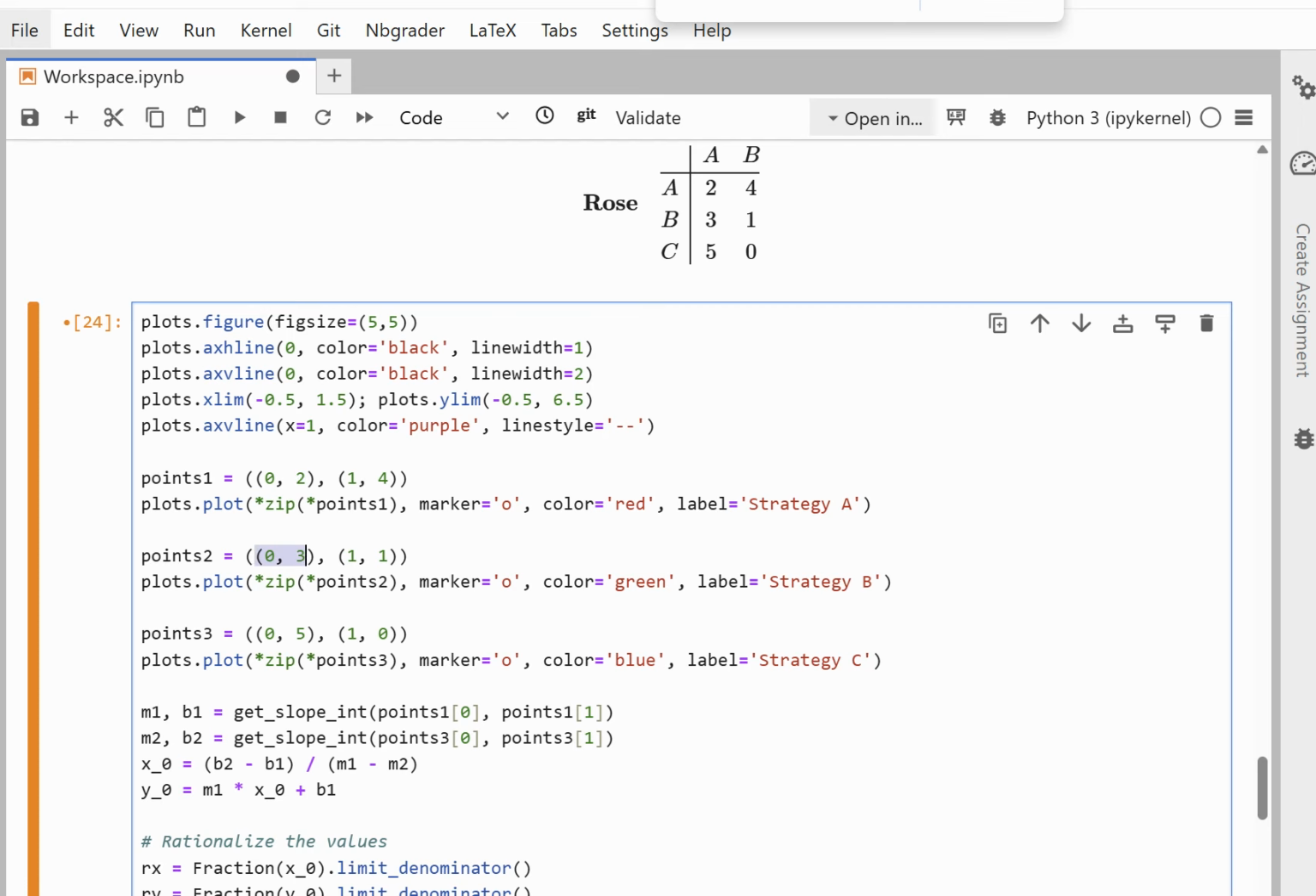The 2, the 3, and the 5 are going to be in column A, so we're going to put them as our y-intercepts, and where we're crossing the line x equals 1, we're going to have a 4, a 1, and a 0. All right, so again, trying to keep it straightforward so that the column A strategies go first, and the column B strategies go second, trying to keep things nice and neat.